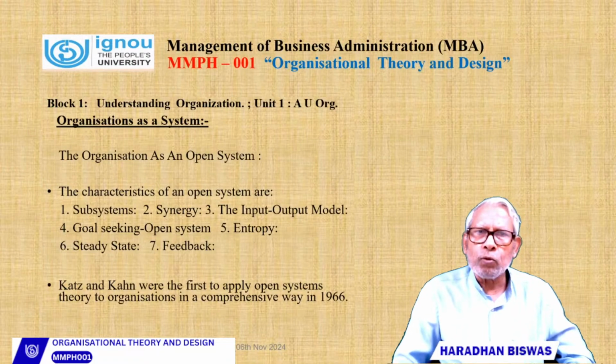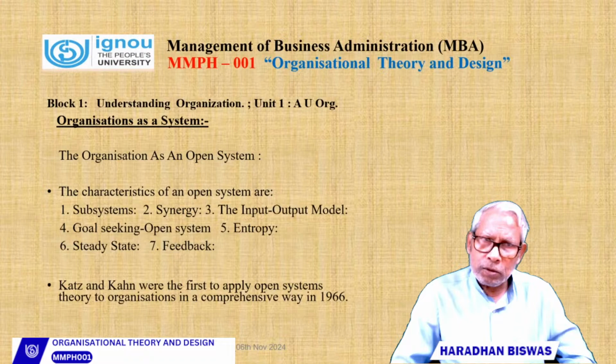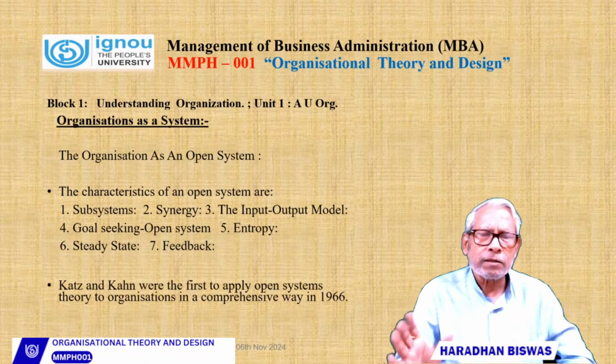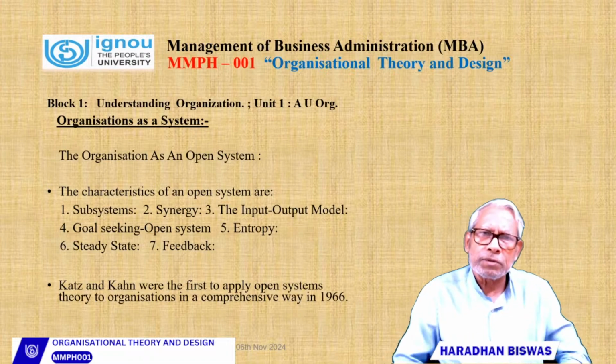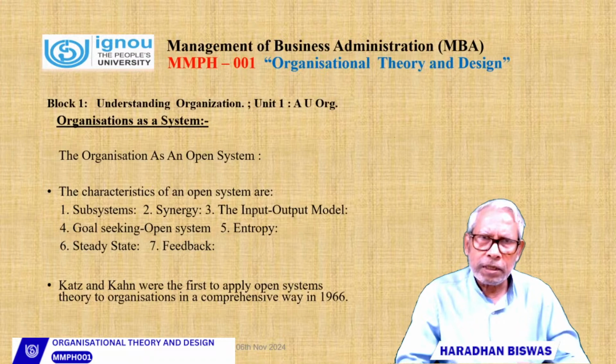So, organization as an open system. Let's see what the characteristics of an open system are. Number one is subsystems. What are systems? A system is segregated into different subsystems. All the subsystems are integrated, but their functioning is different.